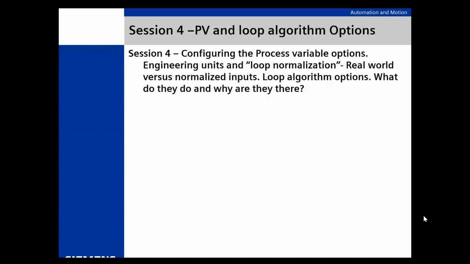All right. Now we're going to look at engineering units and loop normalization and real world versus normalized inputs. Okay, the real world works a little different than the math book works. The theory's great, but there's only so far that goes in the real world. You see there, it says loop algorithm options. What do they do and why are they there? Well, that's an excellent question. We're going to get into a little bit of that, but you could write a book. I mean, it's a physics lesson to get into a loop algorithm.